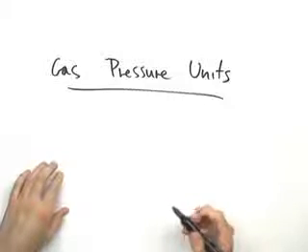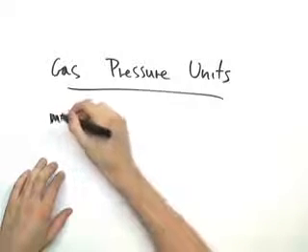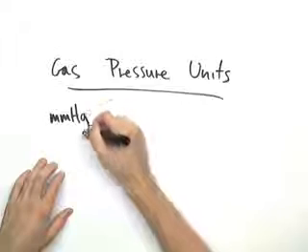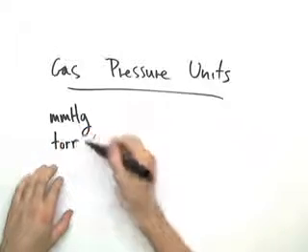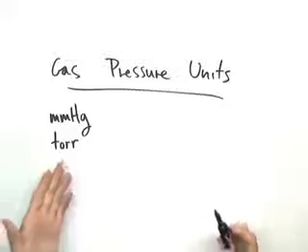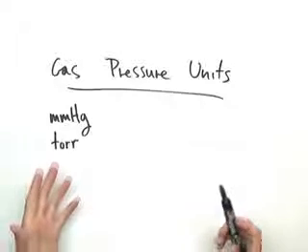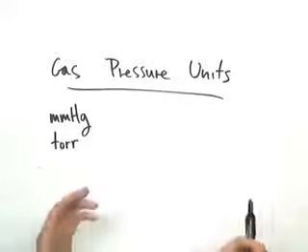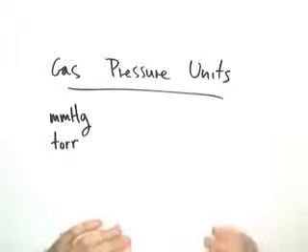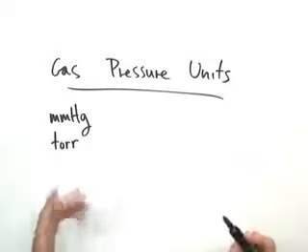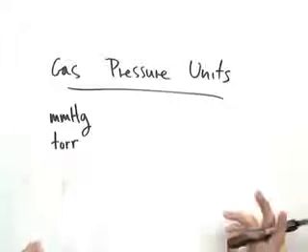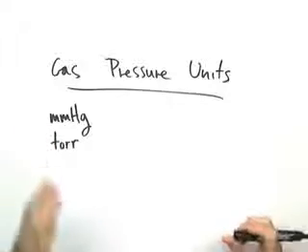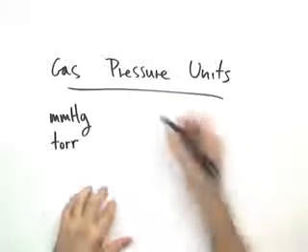So, some common gas pressure units. You're already familiar with one of them, and that's millimeters of mercury. Millimeters of mercury is sometimes also referred to as torrs, in honor of the Italian scientist Torricelli, who was the first to realize that you could use mercury in a glass tube to measure gas pressure. Don't let this confuse you. Millimeters of mercury and torr are the same, just a different name for the same thing.